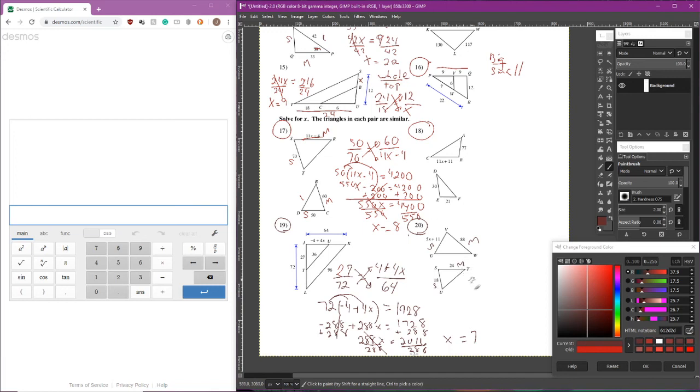So when you set up your proportions, make sure you're matching up the same things with the same things. Okay, good luck, guys. Email me if you have any problems.